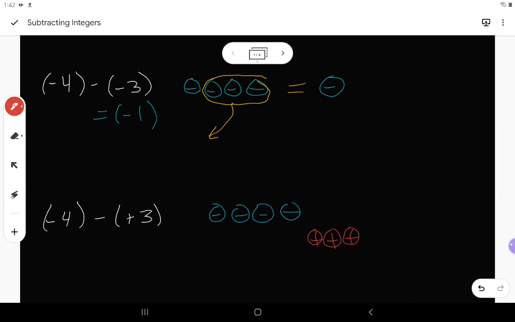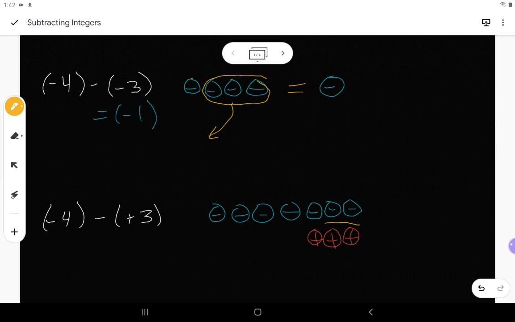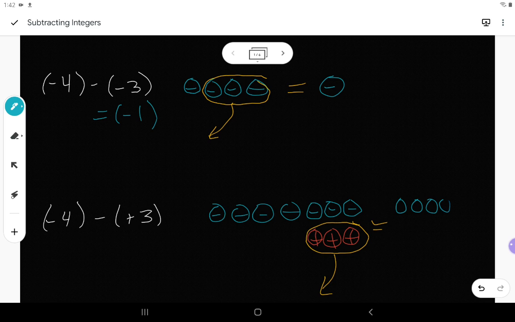The only way I could take 3 positives away is if I have 3 zero pairs attached to my -4. So right now, this negative and positive, and this negative and positive, and this negative and positive, these all group together to make a big zero pair. So they really don't count. I still just have -4, so I'm still starting with a value of -4. But now that I've added in those zero pairs, I have 3 positives that I can take away and remove from my expression. And when I do that, I'm left with those 7 negative integer chips all together.